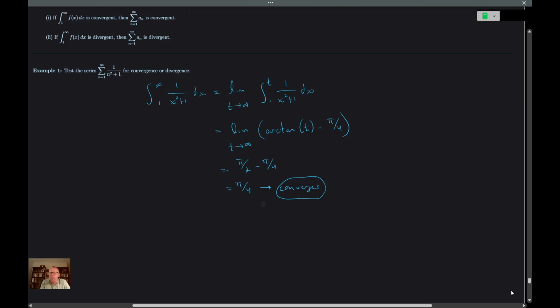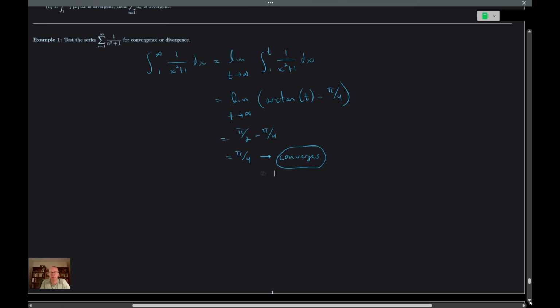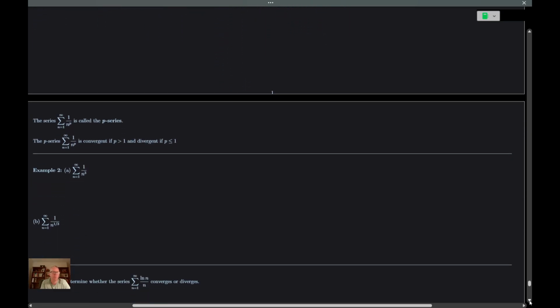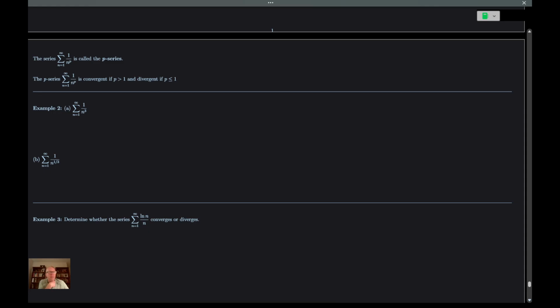These will be very simple integrals to complete. No big trig substitution or anything like that. They'll be pretty simple. So next, let's look at a p-series. The series 1 over n to the p is called the p-series. P can be any real number. If p is greater than 1, then this series is convergent. If it's less than or equal to 1, then it diverges.